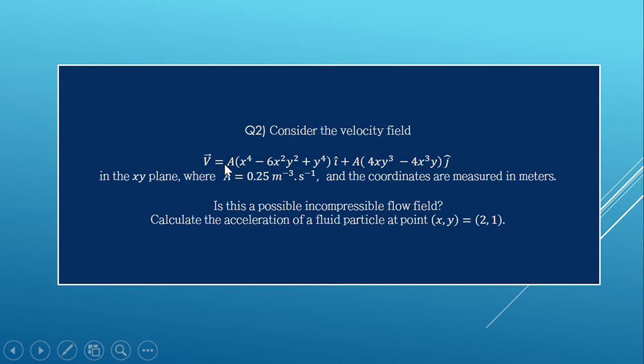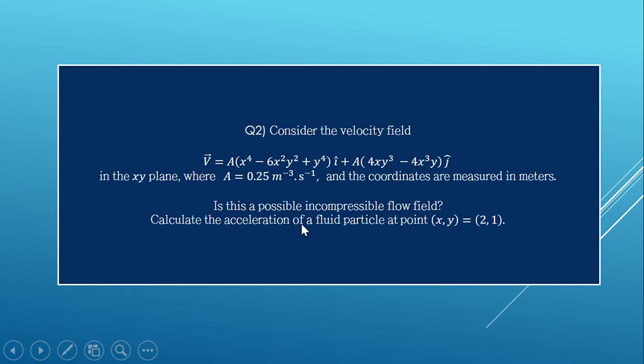Consider the velocity field v vector is equal to a times x to the power 4 minus 6x squared y squared plus y to the power 4 times i cap plus a times 4x y to the power 3 minus 4x to the power 3 y times j cap in the xy plane, where a is equal to 0.25 meter to the power minus 3 second to the power minus 1 and the coordinates are measured in meters. Is this a possible incompressible flow field?